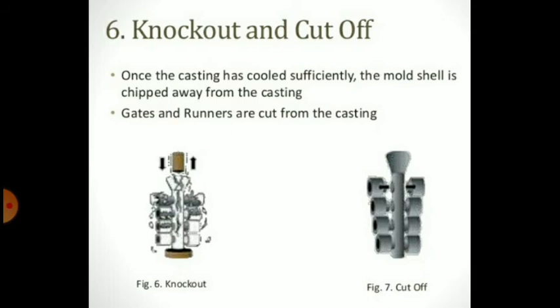There is a central sprue, you can see the central sprue, and there is a pouring basin through which you can pour the molten metal. After cooling and solidification, you have to cut the sprue and the attached gates.